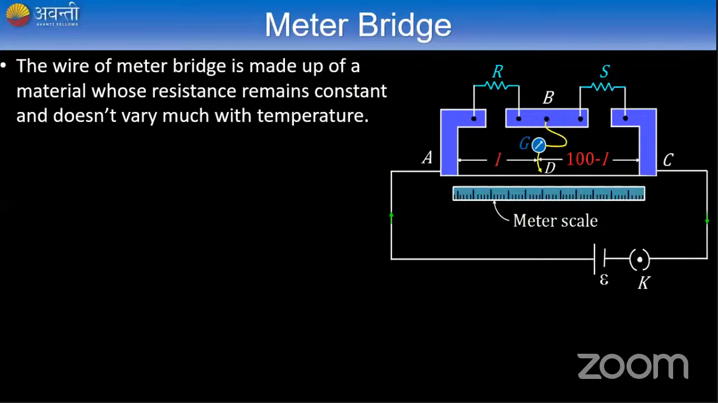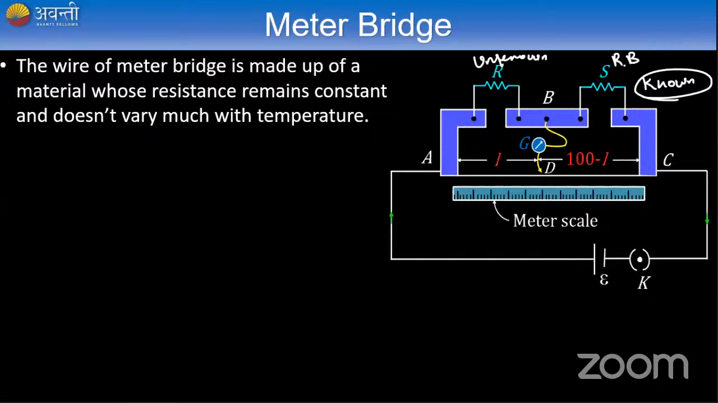The wire of the meter bridge is made up of a material whose resistance remains constant and does not vary with temperature. First, we connect our circuit as shown in the figure, and we'll do this experiment. We have connected our resistance of unknown value. And from the standard resistance box, which I'll write as RB, we have removed a known value of resistance. This is the known standard value.